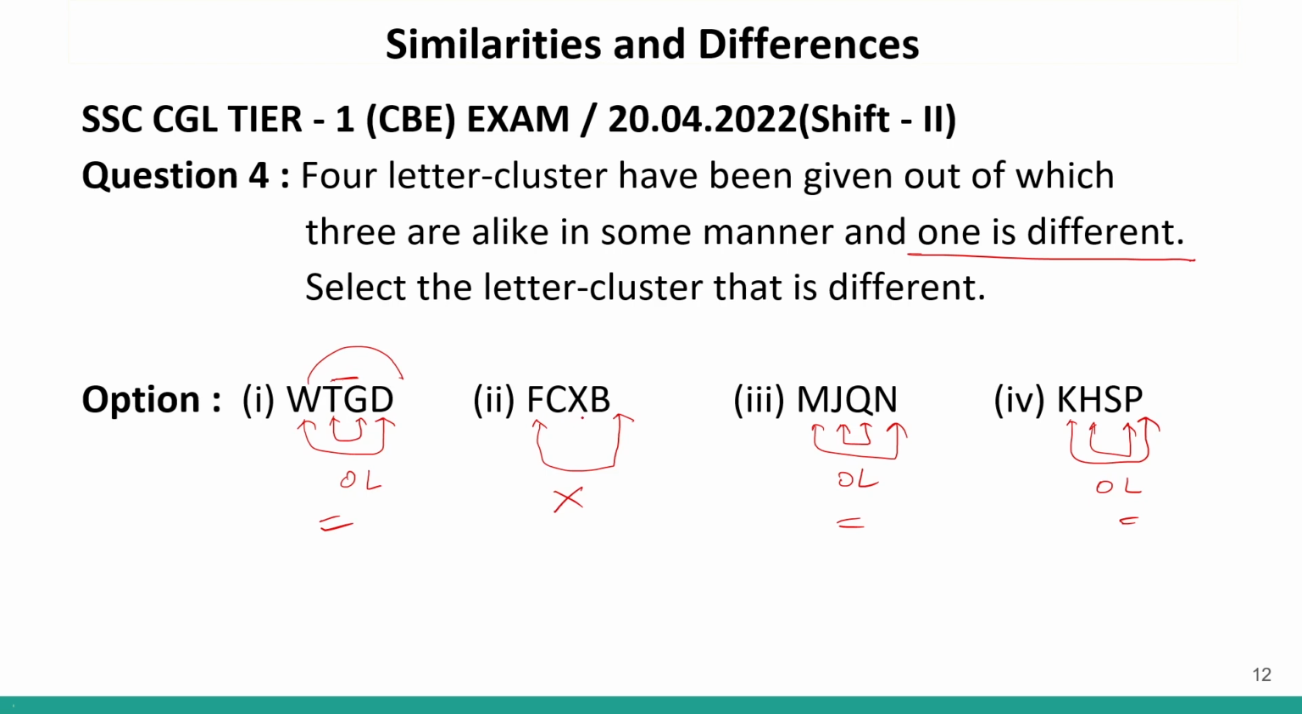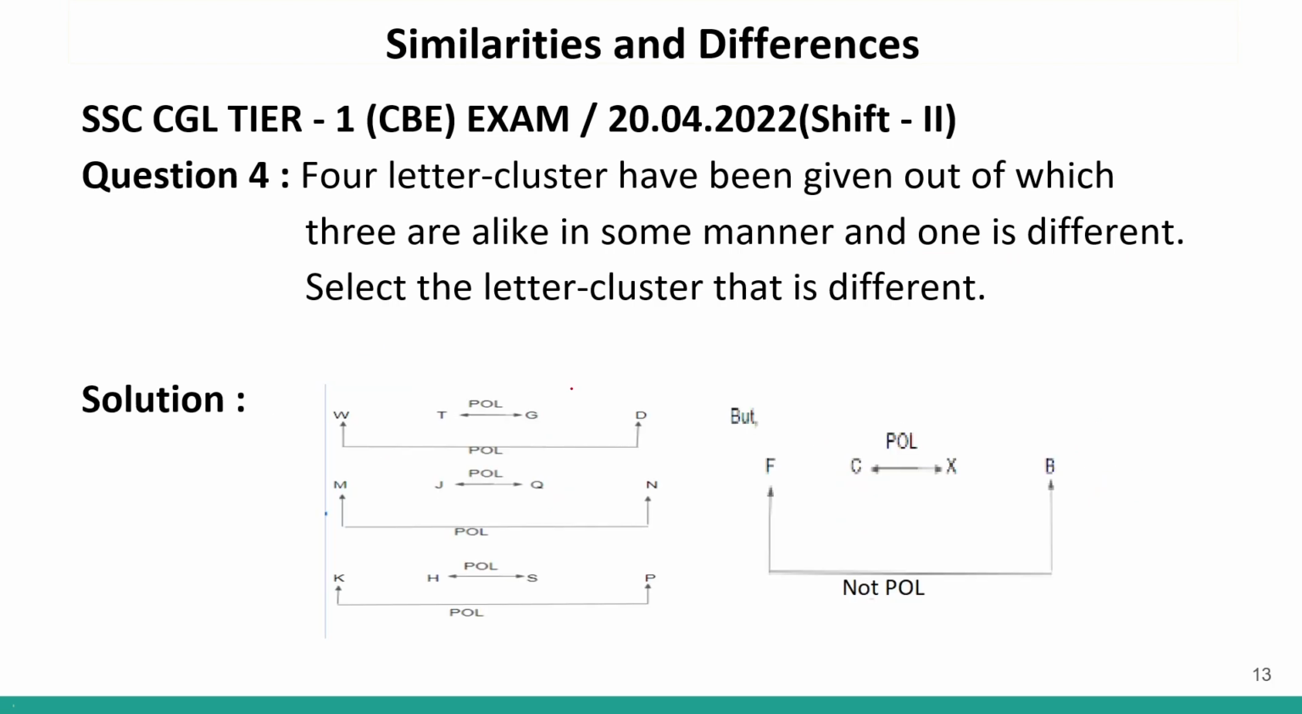Only for F, C, X, B, I can see that even though C and X are opposite letters, F and B are not opposite letters. The opposite for F is U and the opposite of B is Y. So this particular term does not follow the logic. Hence, our answer will be option number 2, F, C, X, B.